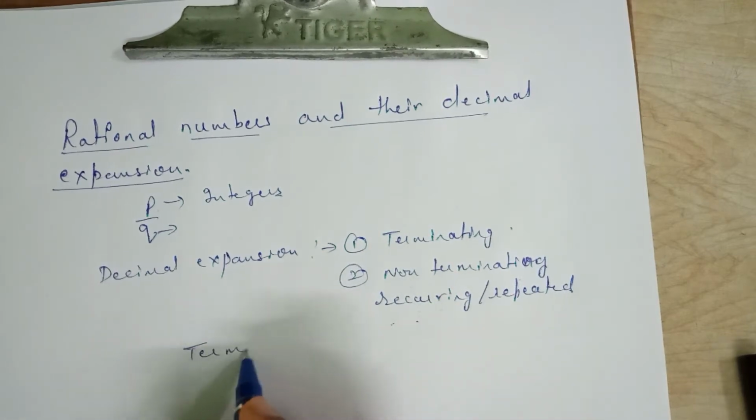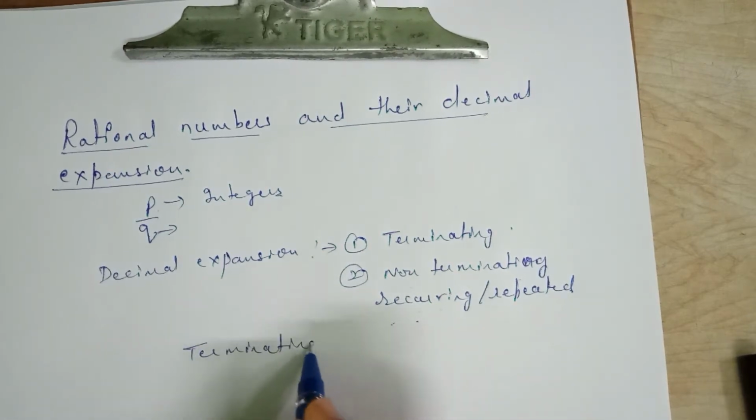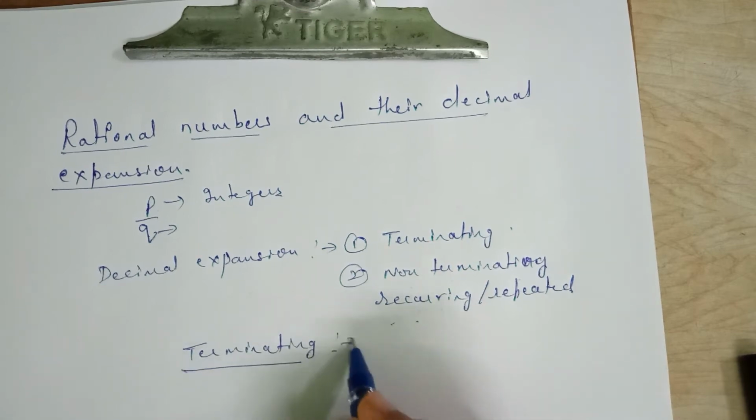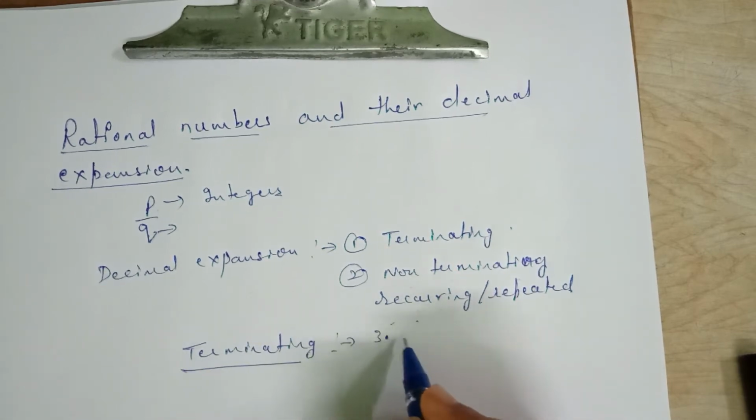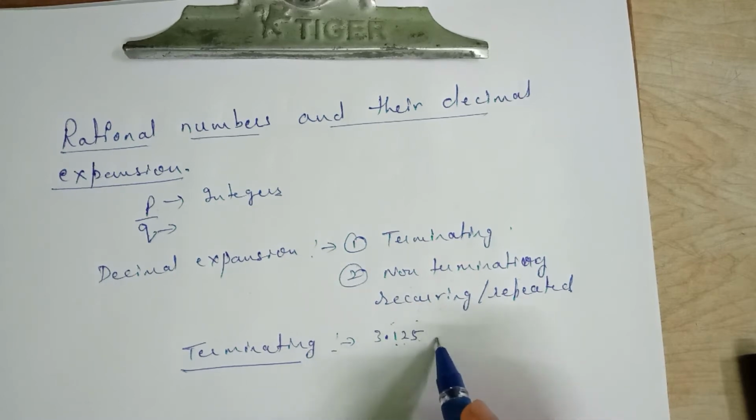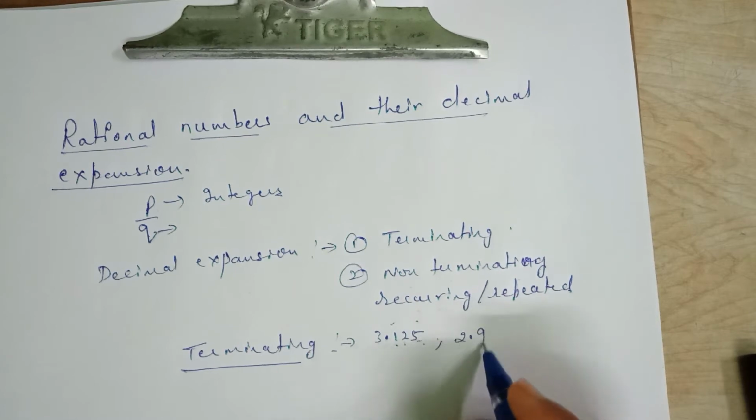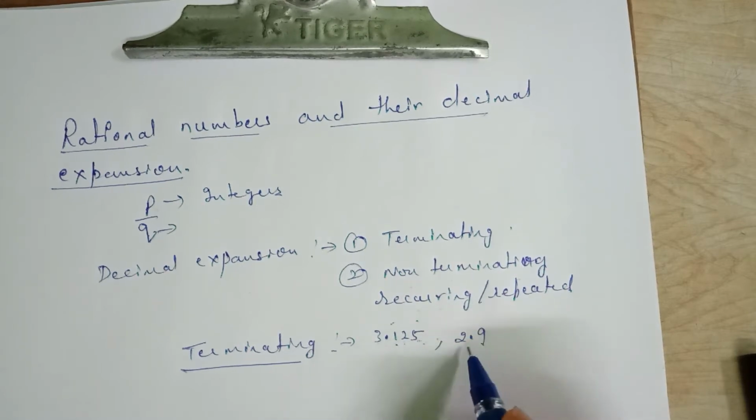If we are speaking about terminating decimal expansion, terminating means such a decimal expansion in which the digits after the decimal come to an end. Suppose I am writing 3.125, then it will be considered as terminating. It means when we are dividing some numbers, then the remainder at the end becomes 0.